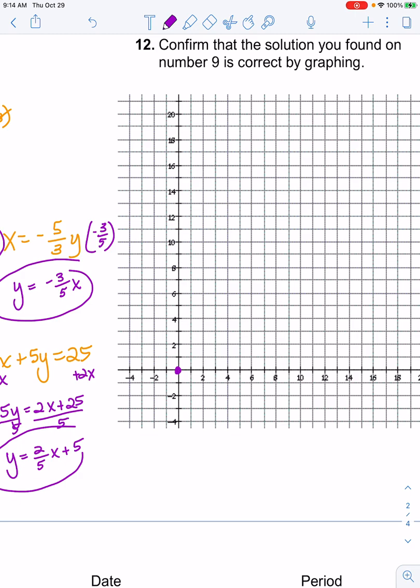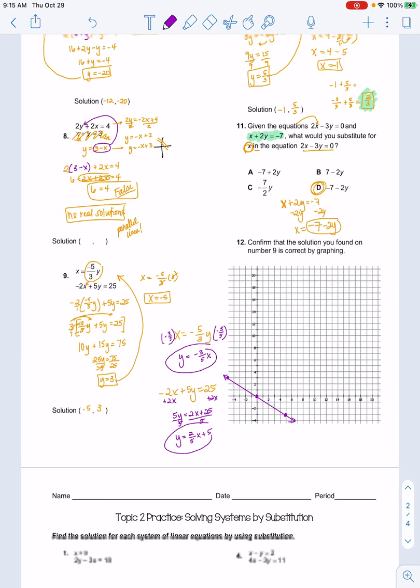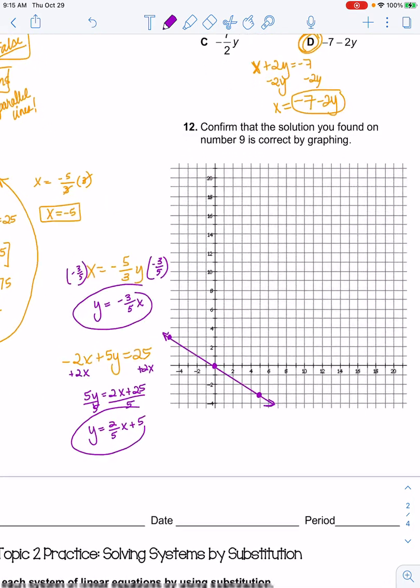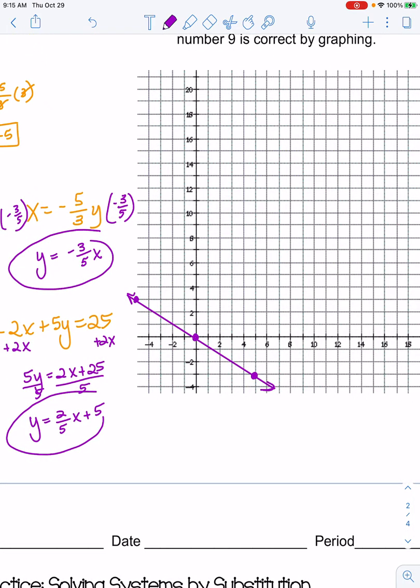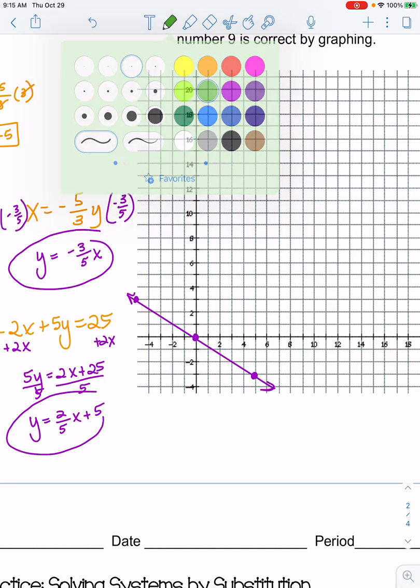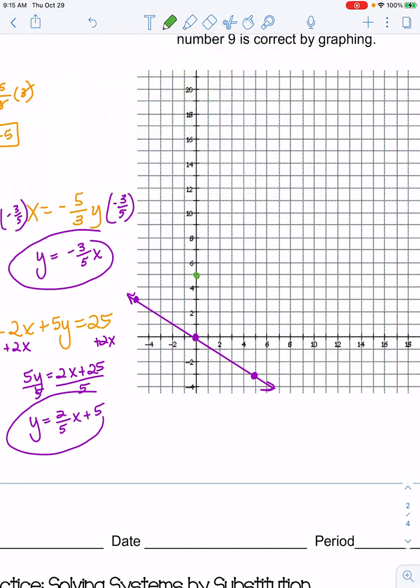That means I need to go down 3 over 5. Or up 3 over 5. I don't have very many points on this graph. Okay, but I know that my solution is supposed to be negative 5/3. Okay, my second equation has a y-intercept of 5. So I'm going to put a y-intercept of 5, and then it's got a slope of 2/5.